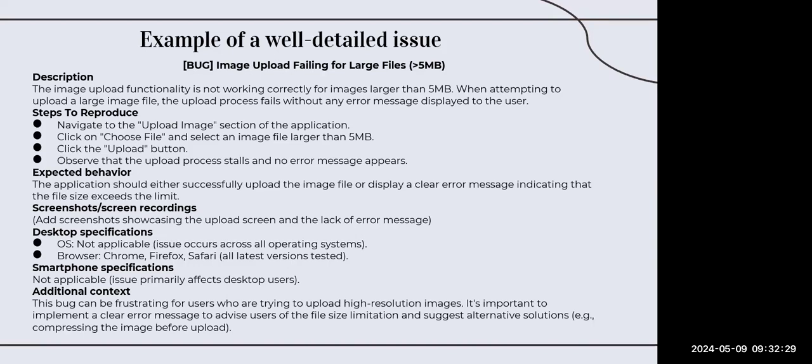So for instance, if it's a bug, we say, oh, image upload failing for large file. So this person has gone to a particular website, not the badging website, this is just an example, and tried to upload an image and discovered that they couldn't. So probably in trying to tweak around and find out what the issue was, they discovered that they couldn't send files above 5 MB. And so they created a bug for it.